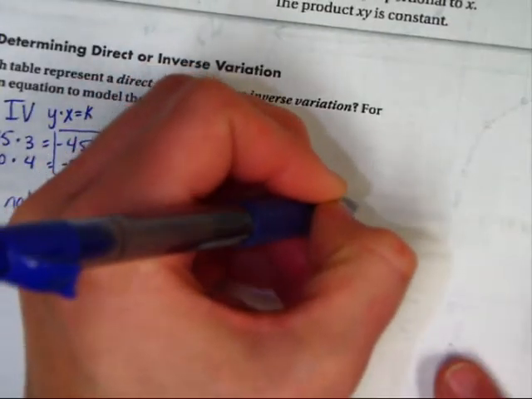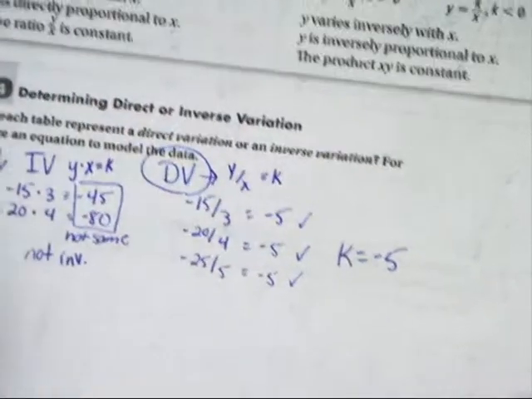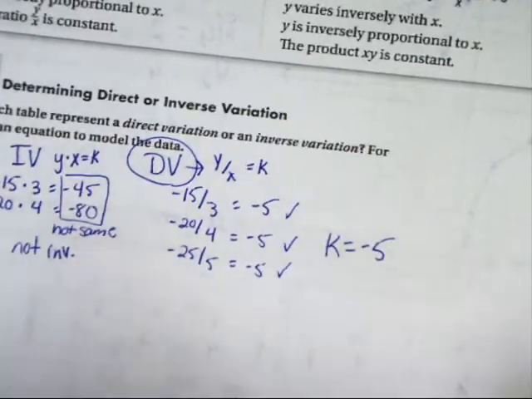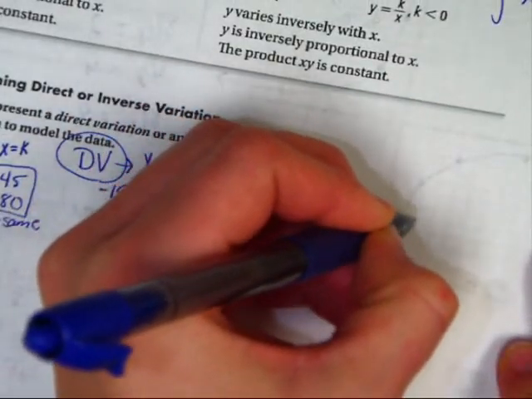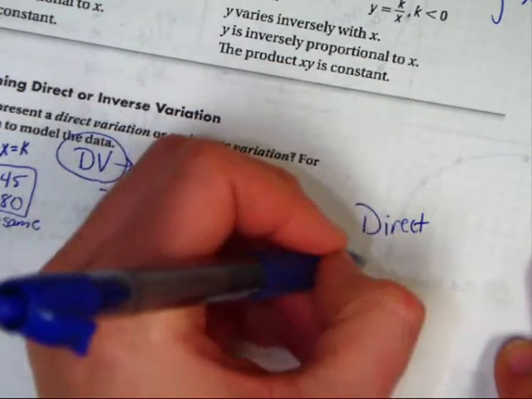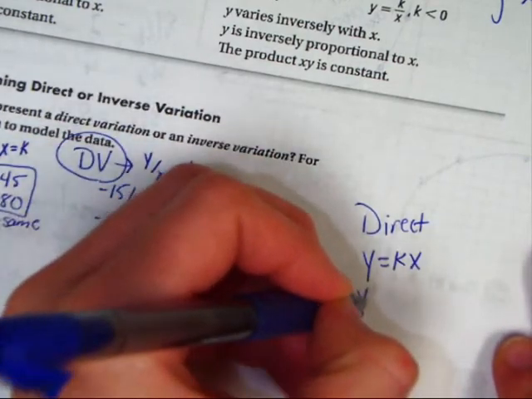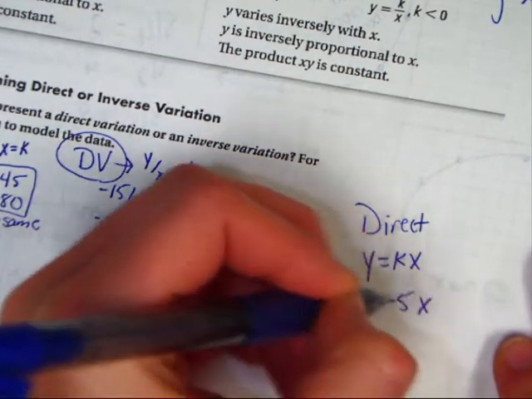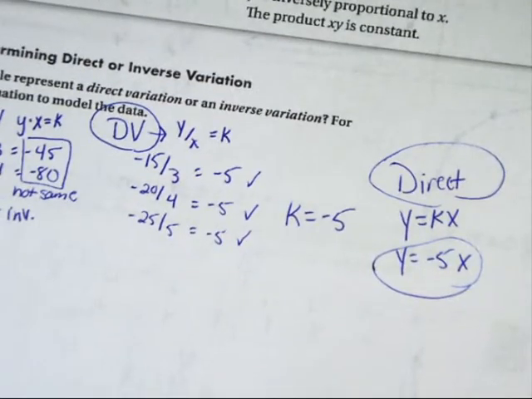That tells me that my constant of variation is negative 5, and since it fit the direct variation test, we are going to say that this is direct variation, and we're going to say y equals kx, but instead of k, we're going to write y equals negative 5x. And now we have our equation.